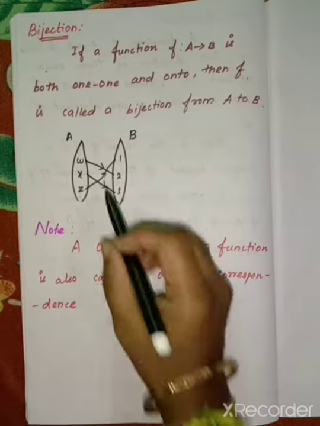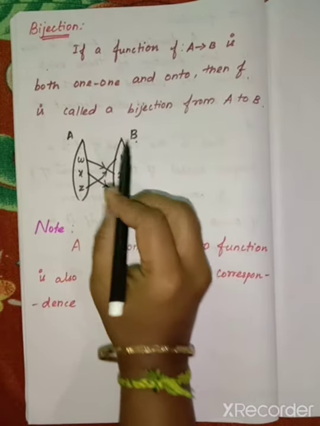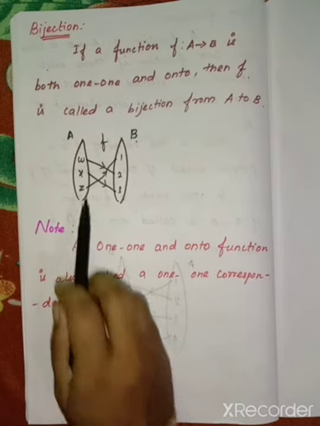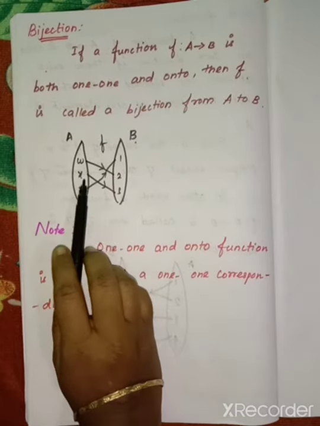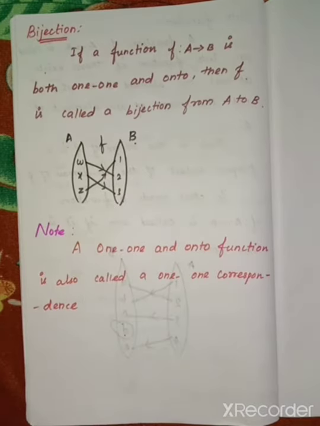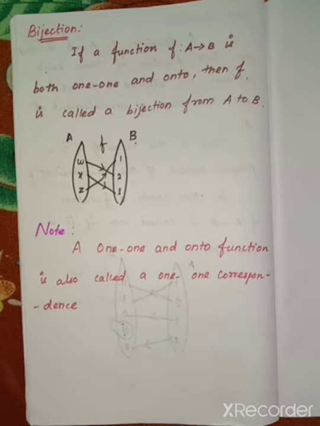See one example. Here set A is there, set B is there, and the function is from A to B. For W we have image 2, for X we have 3, for Z we have 1. To say it is a bijection, we have to check that it is 1 to 1 and onto. If both are satisfied, it is a bijection.